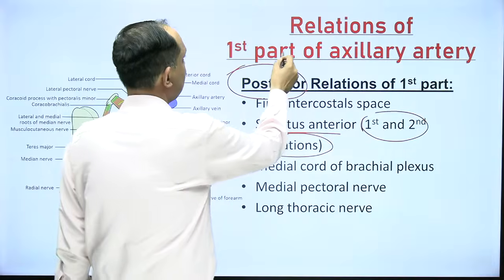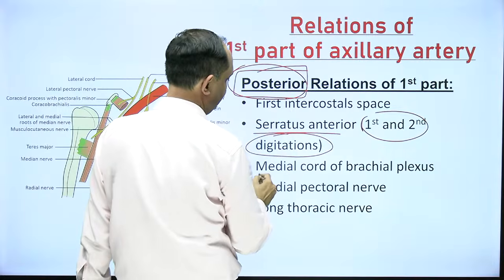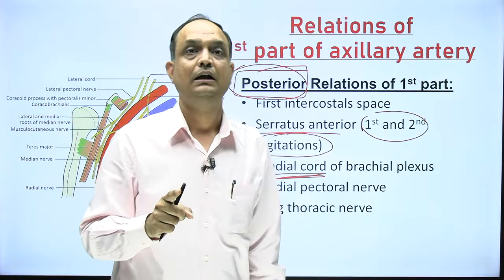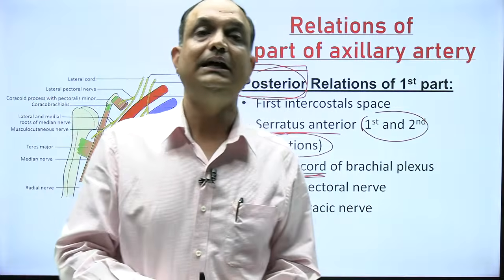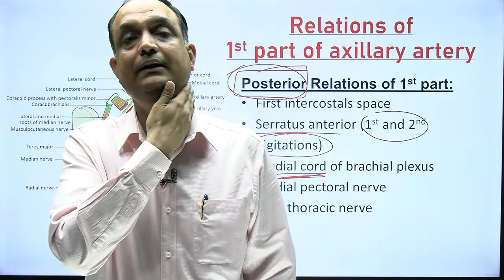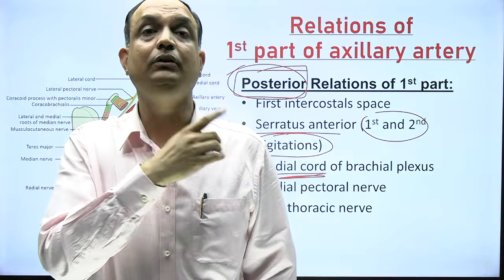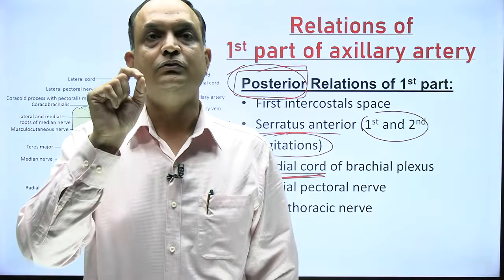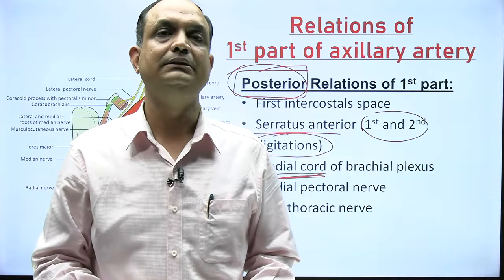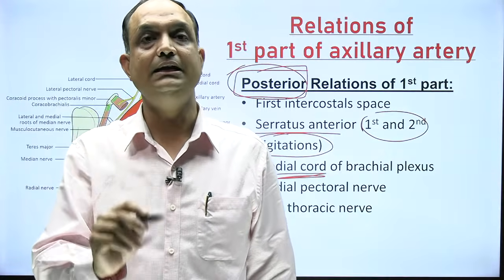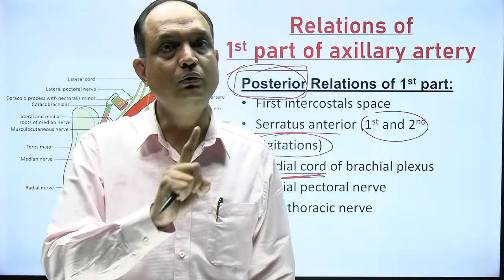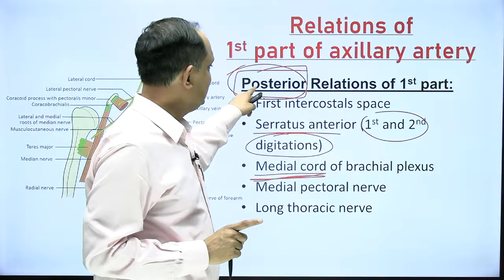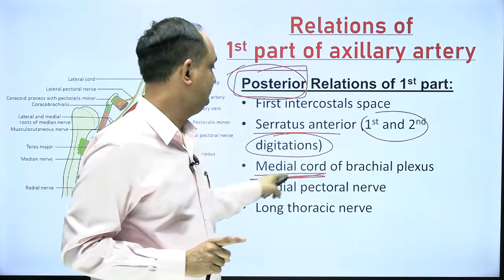Now see, why is there a posterior relation with the medial cord? I just explained this. The concept is that initially the nerves are on the upper side, the artery is below, and the medial cord takes the medial place by passing behind the first part. So this is the question of your exam: the medial cord lies behind the first part, not to the medial side of the first part. Clear? I just explained that the posterior relation of the first part is the medial cord.